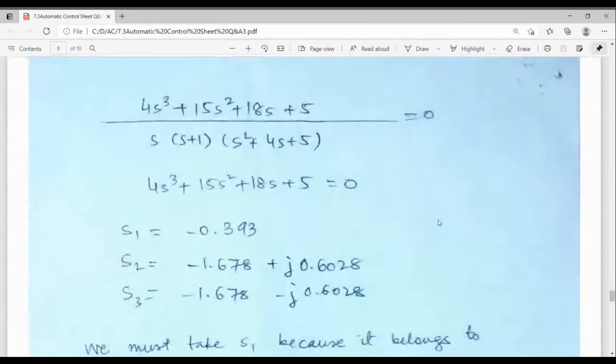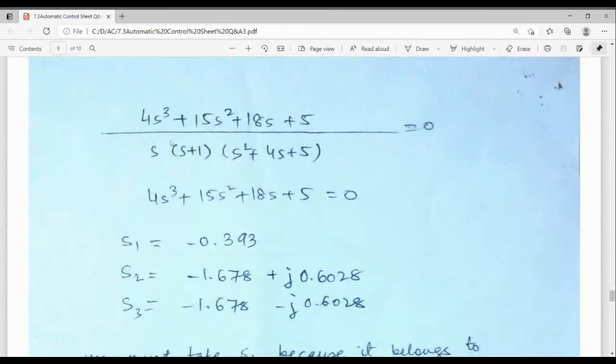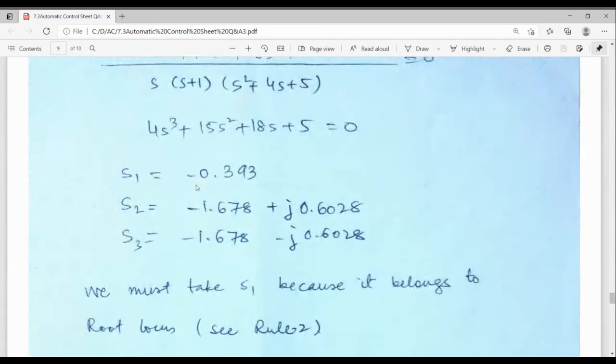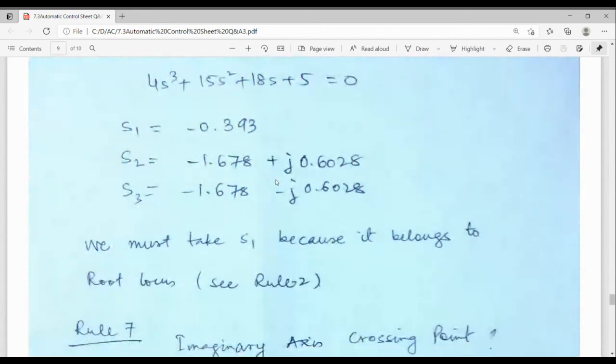Rule 7, breakaway points. We will find how. This is our standard equation equal to 0. After you multiply all this, you will get this. Now find s. How? S1 equal to minus 0.393, S2 equal to this, S3 equal to this. By this equation, you can find S1, S2, S3. We must take S1 because it belongs to root locus.